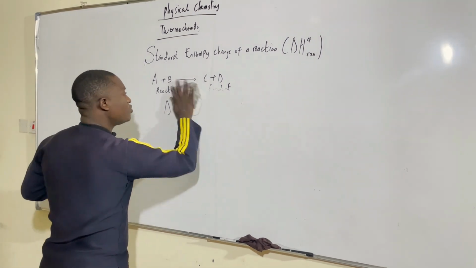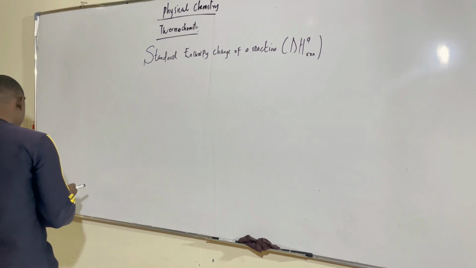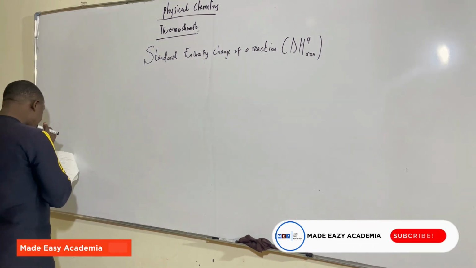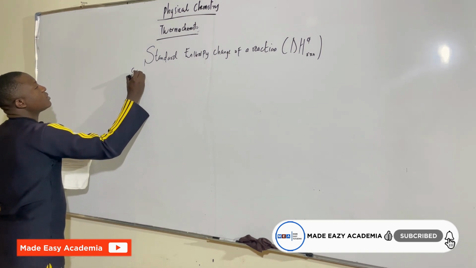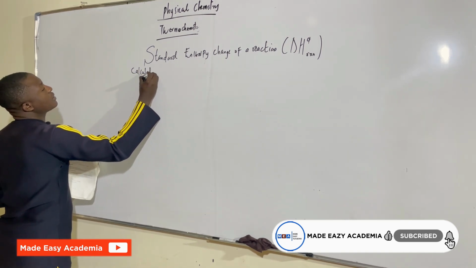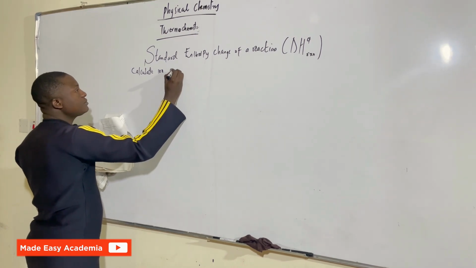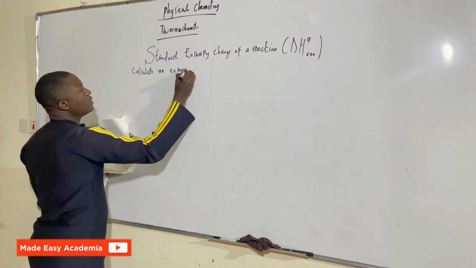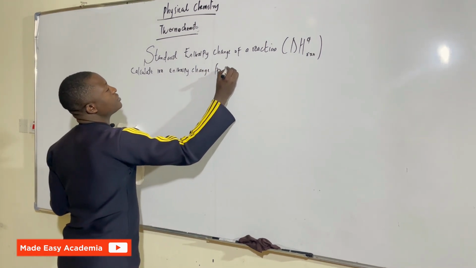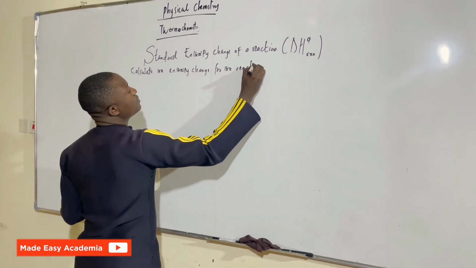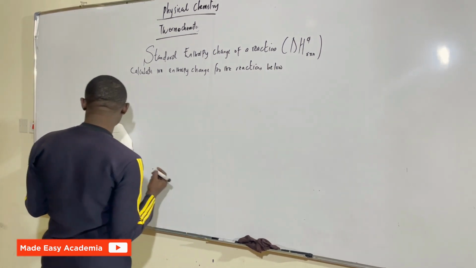Let's see one example or two examples. I'll solve two so that you'll have a better understanding. They say calculate the enthalpy change for the reaction below. So let's see how we are going to do that.